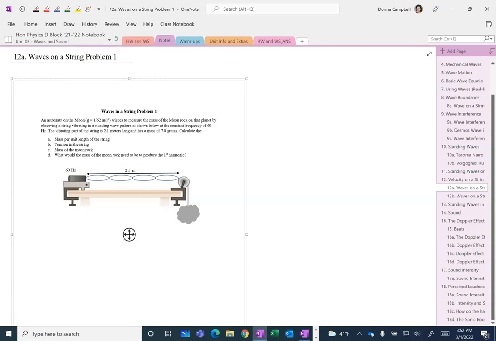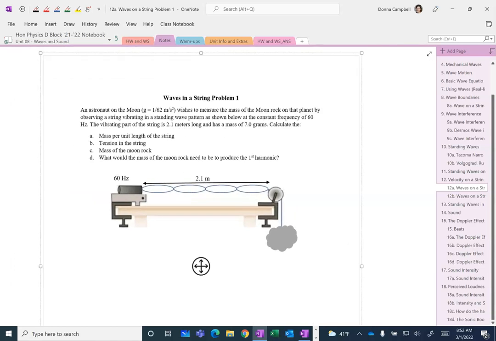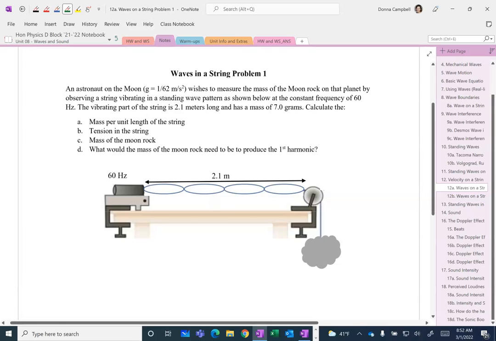So let's look at problem 12a in your notes. Waves in a string, problem 1. An astronaut on the moon, where g is equal to 1.62 meters per second squared, wishes to measure the mass of a moon rock, so the mass is unknown, on that planet by observing a string vibrating in a standing wave pattern as shown below at the constant frequency of 60 Hertz.